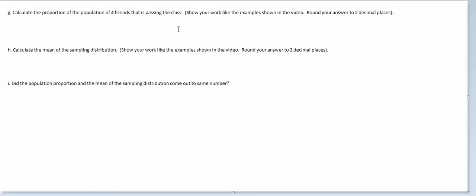So now part G says, calculate the proportion of the population that's passing the class. And in my example, it's actually 5 people because I changed the number, but for you, it's 4 people. So if we look back to the population from the very beginning of the problem, it said that there's 5 people and 2 of them are no, 3 of them are passing and 2 of them are not passing. So to get the proportion of the population that's passing the class, we would just divide 2 by 5 and get a decimal. And the answer would be 0.4, which is just 40%.